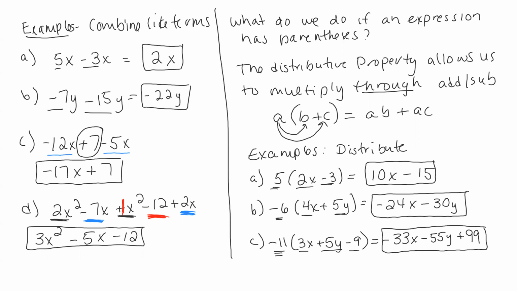All right. So we already know how to combine like terms. That's the first half of this screen. The second half of the screen, we learned that sometimes these expressions can have parentheses. What do we learn? That we distribute. The distributive property allows us to multiply through addition. And we just did 3 examples of this. For the final bit of this video, let's look at what happens when we have to get rid of parentheses and combine like terms. So examples. Distribute and simplify.